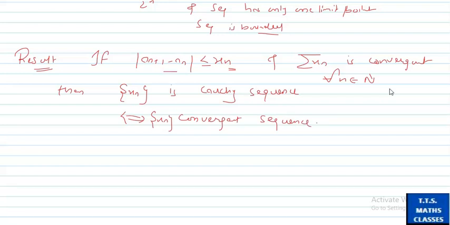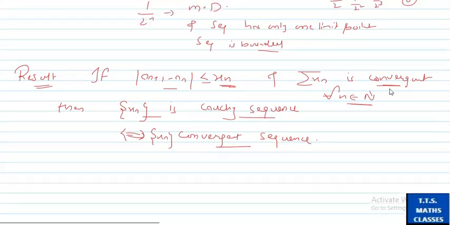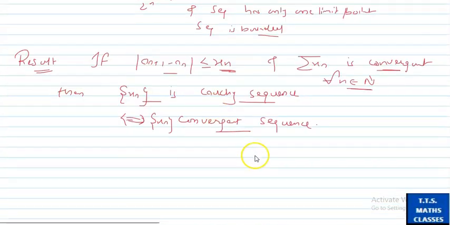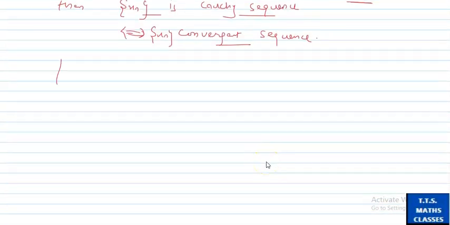If the modulus of an plus 1 minus an is less than or equal to xn, and xn is convergent, meaning the series of xn is convergent for all n belonging to natural numbers, and xn is definitely positive, it is not alternating, because an alternating series cannot be used here. Then an is a Cauchy sequence, and therefore convergent. By using this result we can also prove this. Here that type of condition is given.